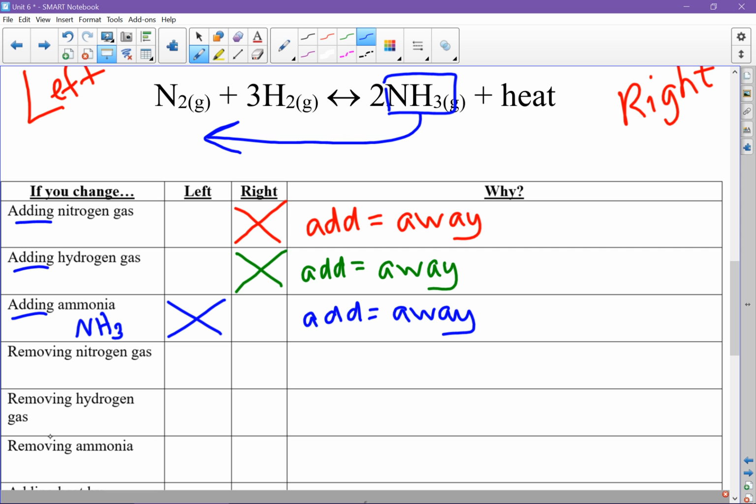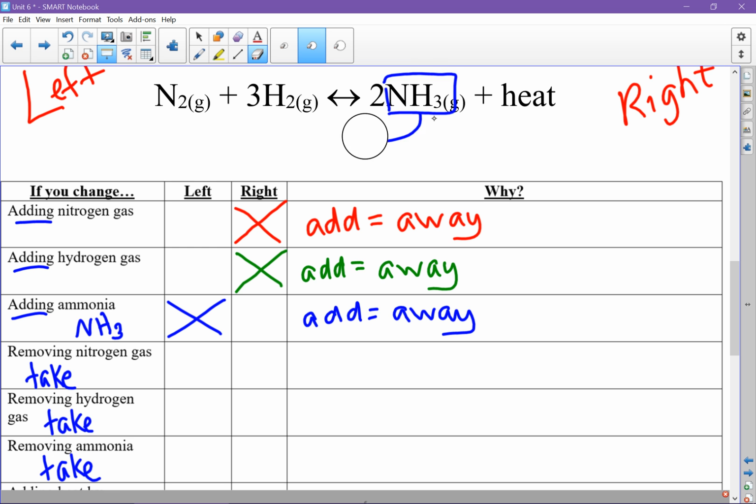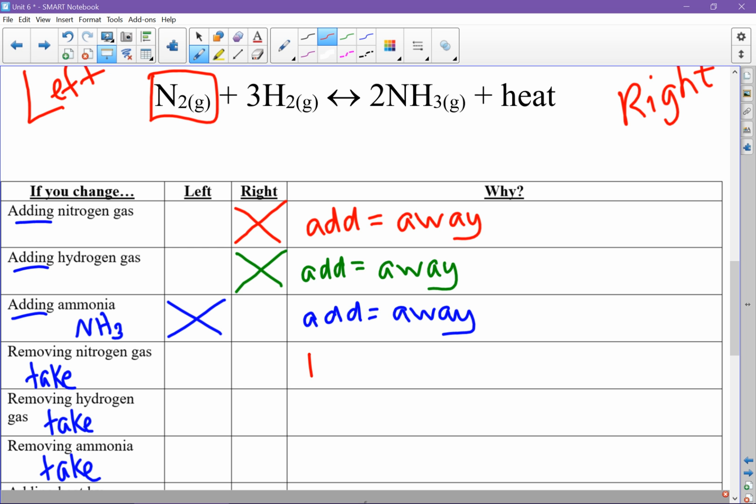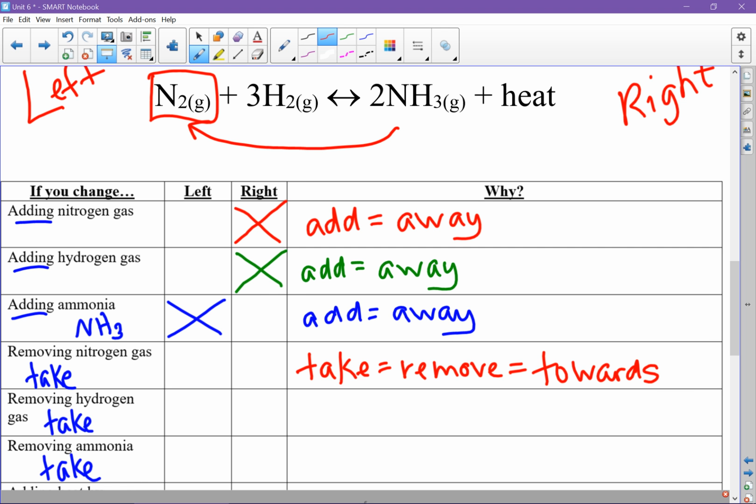And now we're going to do some removing. Removing means the same as take. Okay? So don't be confused. We want to keep the add and take examples in our head. So now let's think about if we remove or take nitrogen gas. Okay? So here's my nitrogen. When we take or remove, right? Remove and take mean the same thing. Then it goes towards it, right? So now I'm going to draw my arrow pointing to the nitrogen, towards it. That arrow is pointing to the left. So the reaction would shift to the left, and all of a sudden it would make a lot more N2 and H2.